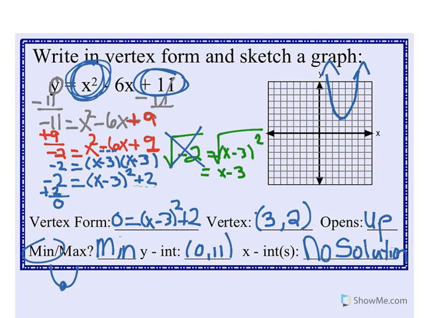So when we go ahead and plot the vertex at 3, 2, and if we rise 1, run 1, rise 3, run 1, rise 5, run 1, we will see that this graph will never ever cut through the x-axis. That's why there is no solution. There is no x-intercept. So how are you feeling with completing the square and then solving it, and then being able to see whether or not it has x-intercepts?